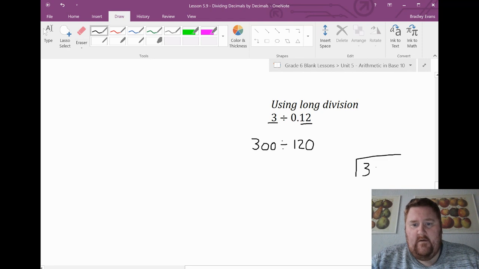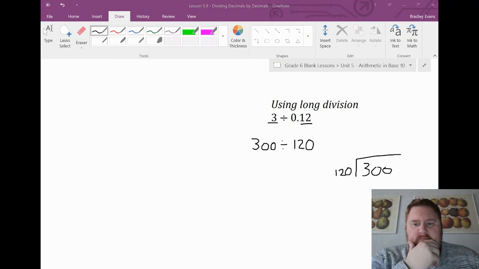Now I have 300 divided by 120. Pause here and solve. Okay, sorry, I just realized I made a mistake. This should be 12, not 120. 0.12 times 100 is going to be 12. So 12 into 300. Well, 12 into 3 doesn't go. 12 into 30 will go twice. And that's 24.